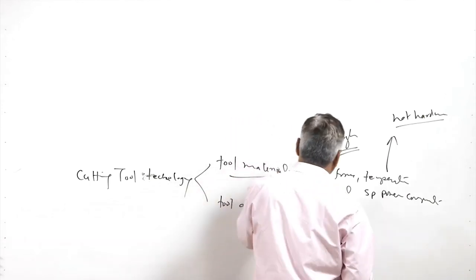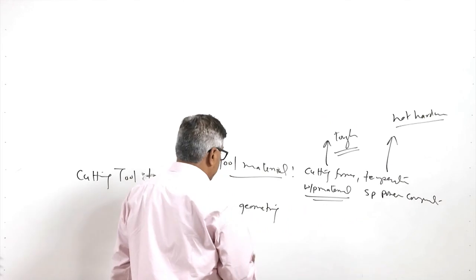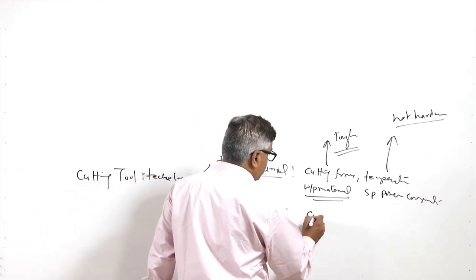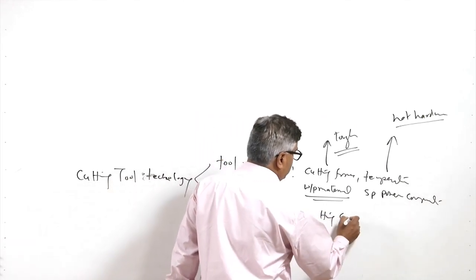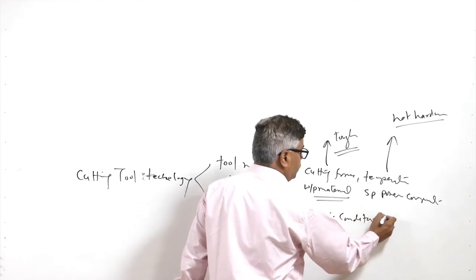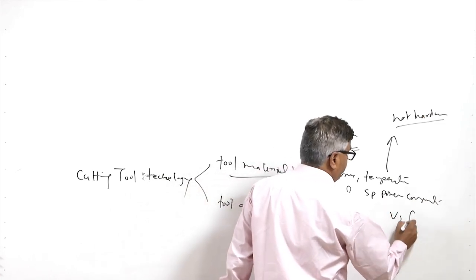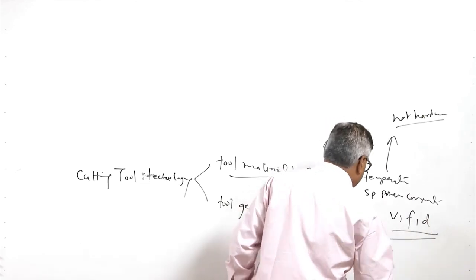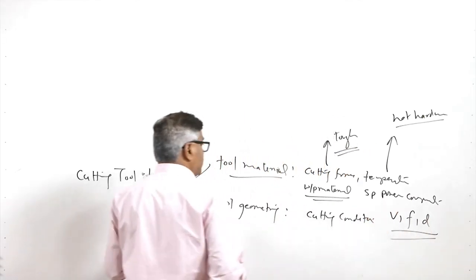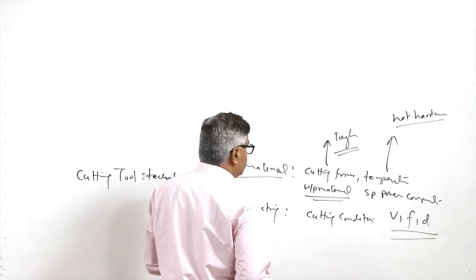So, considering these aspects, the tool material is selected, while the tool geometry is selected in light of the cutting conditions to be used, which include the cutting speed, feed and depth of cut to be given during the machining, so that the tool geometry can sustain.